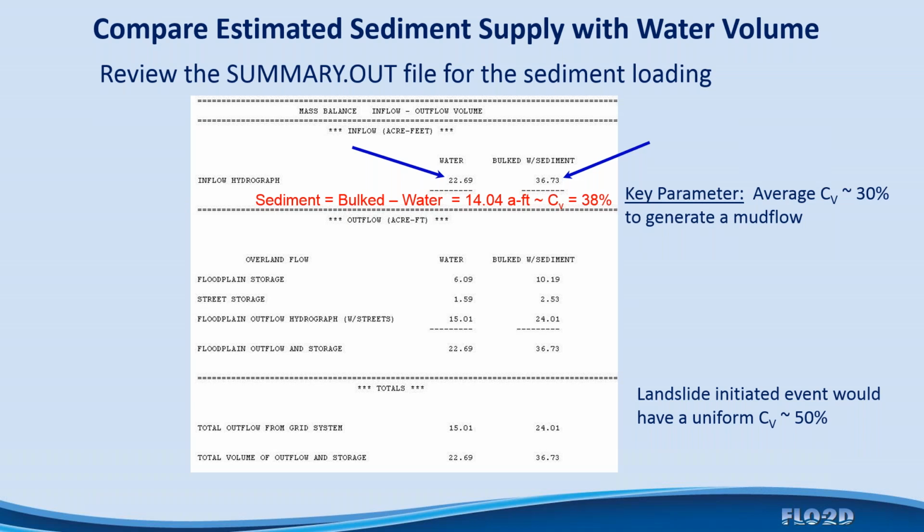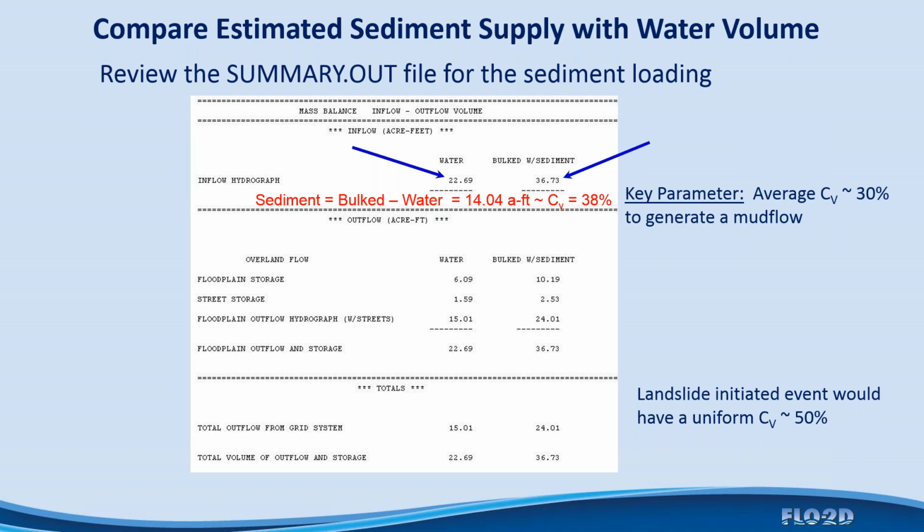And if you divide that sediment volume by the total volume, right? We talked about this last time to get the concentration by volume. That is, we divide the 14 acre feet by the 36.73 acre feet of bulk volume or total volume. That is sediment plus water. And it results in a concentration by volume of around 38% for this particular watershed.